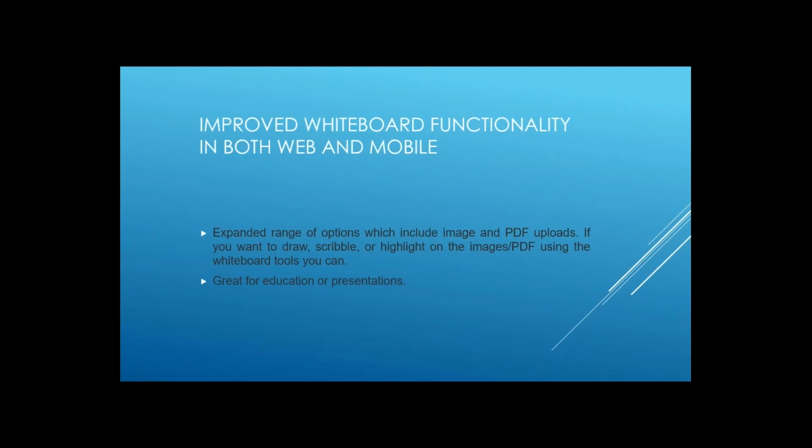Really, the last point, we've got improved whiteboard functionality in both the web and the mobile. At the moment, you can expand the range of options, which include image and PDF uploads. And what's really cool about that is, once you've added an image or a PDF, you can draw on it, you can scribble, highlight specific parts. When you're giving a presentation, it's really nice and handy to have, especially if you've got PDFs or even a PowerPoint. You can highlight different things on there, and that's using the whiteboard tool.